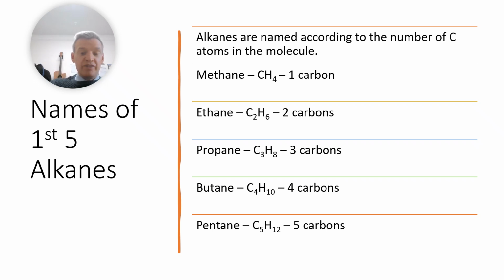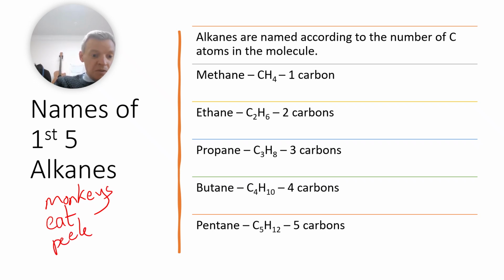One way of remembering the first 4 is a little rhyme, which is: monkeys eat peeled bananas. And that's just a really quick way of remembering that the first one is M for methane, E for 2, ethane, P, propane, and 4 is B, or bananas. So methane, ethane, propane, butane.